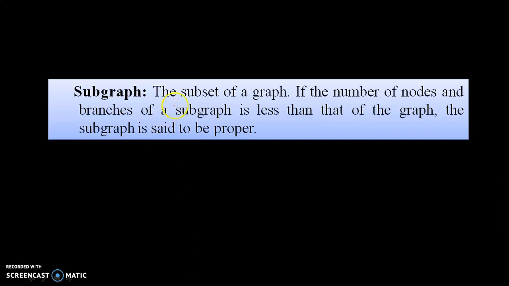So it is written here, the subset of a graph, if the number of nodes and branches of a subgraph is less than that of the graph, obviously, then the subgraph is said to be proper. The subgraph is said to be proper.